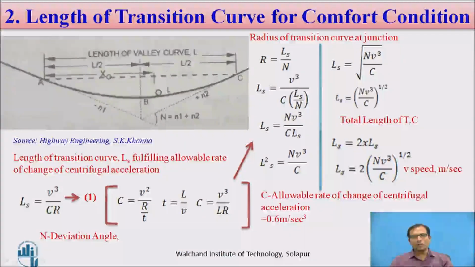So this is the half of the length. We need to multiply by 2 to get the entire length of the transition, that is 2 times Ls. So Ls equal to 2 into n V cube upon C whole to the power of 1 by 2. In this case, V is the speed in meter per second. Now we need to calculate the length of the transition curve with respect to the sight distance and comfort condition. So both we have to calculate and adopt the higher among the sight distance or comfort conditions.